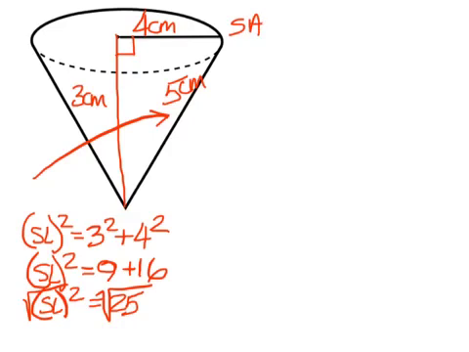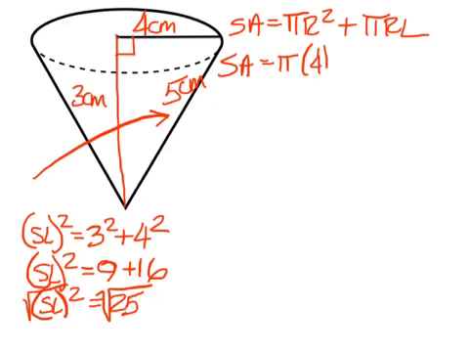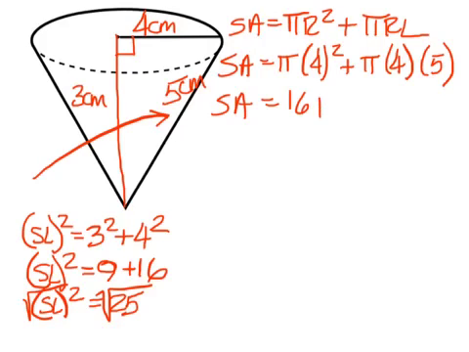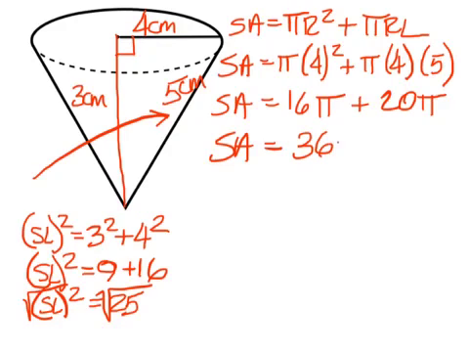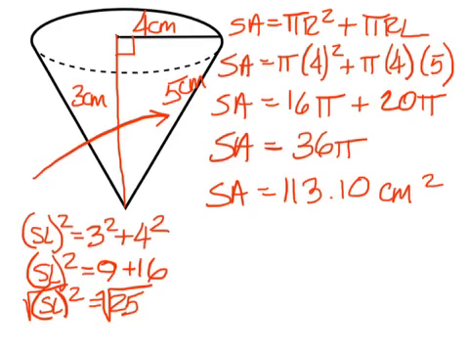Now you can go back with the formula for surface area, which is pi r squared plus pi r L, and solve for the surface area. Plug in what you know. We need a 4 squared there, and a 4 there, and a 5. Simplify it to 16 pi plus 20 pi, which is 36 pi. And in your calculator, figure out what 36 pi is. 36 times pi is 113.10 centimeters squared.